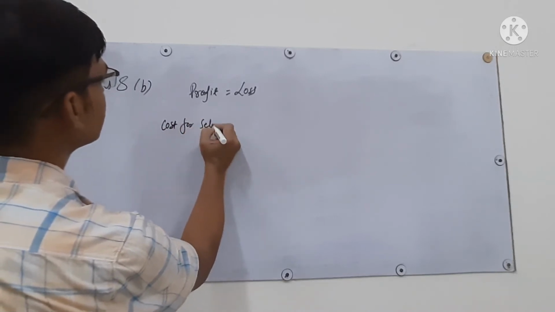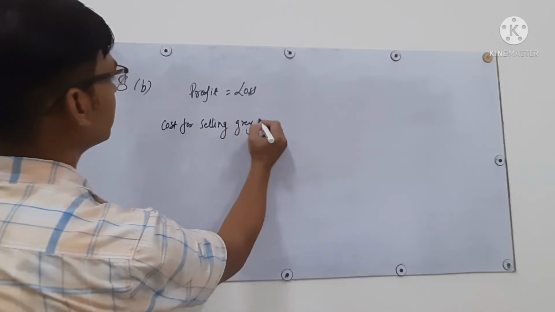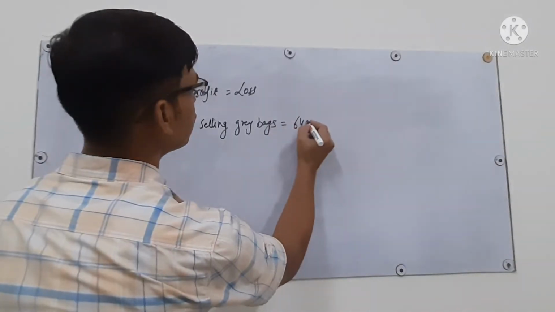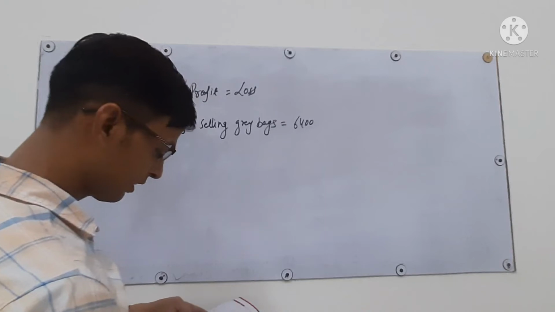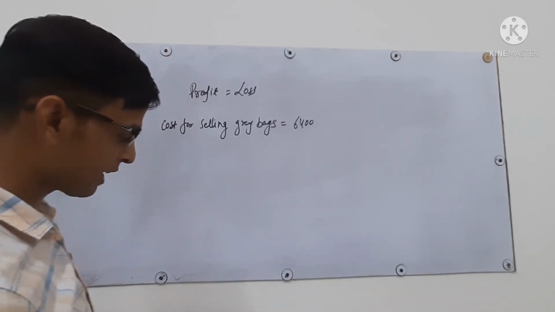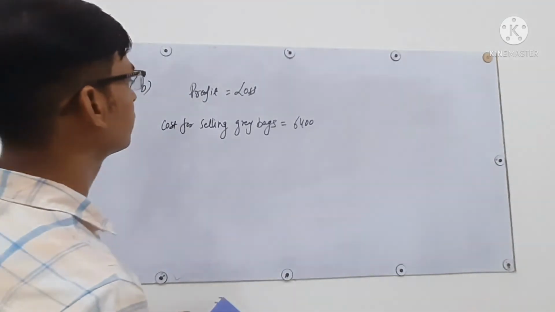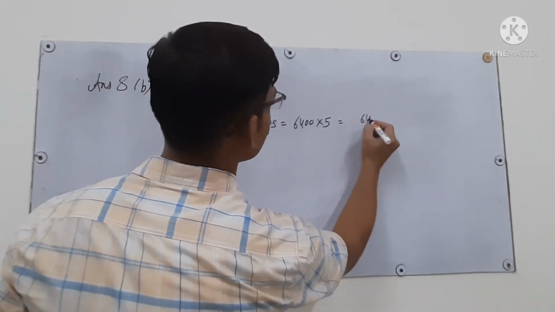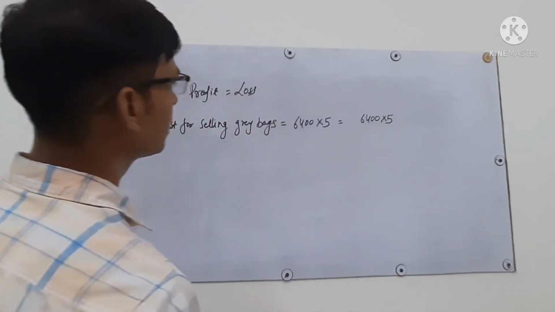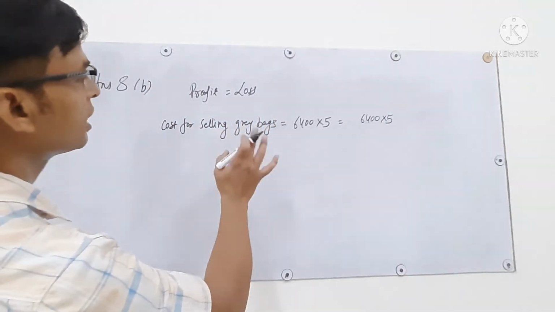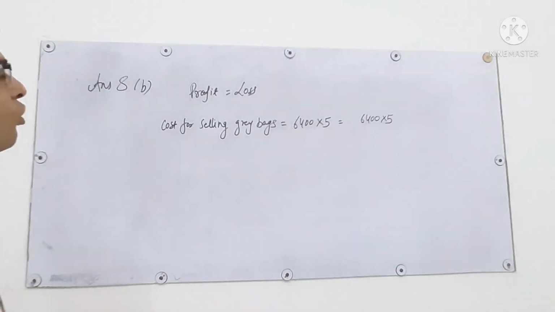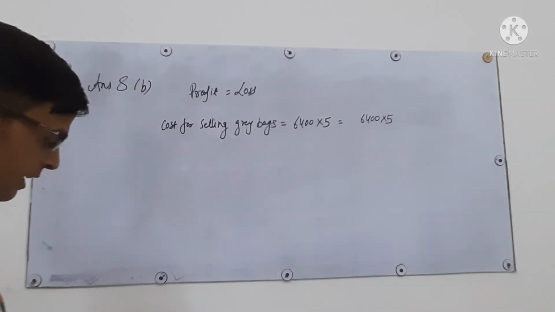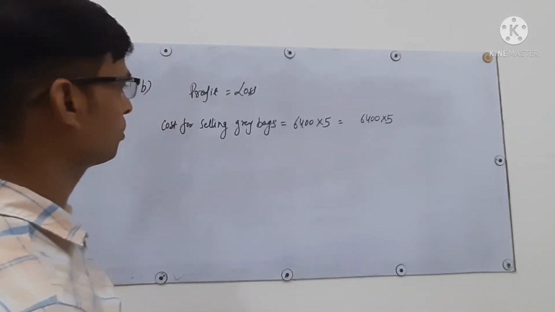Cost for selling grey bags will be 6400, and in the question it is given that grey bags are sold at a loss of rupees 5. So it will be 5. It means it will be 6400, I am just writing it as 6400 cross 5. So the cost for selling grey bags will be this. Now we have to find what will be the cost for selling white bags, and in the question it is given white bags are sold at a profit margin of rupees 8 per bag.